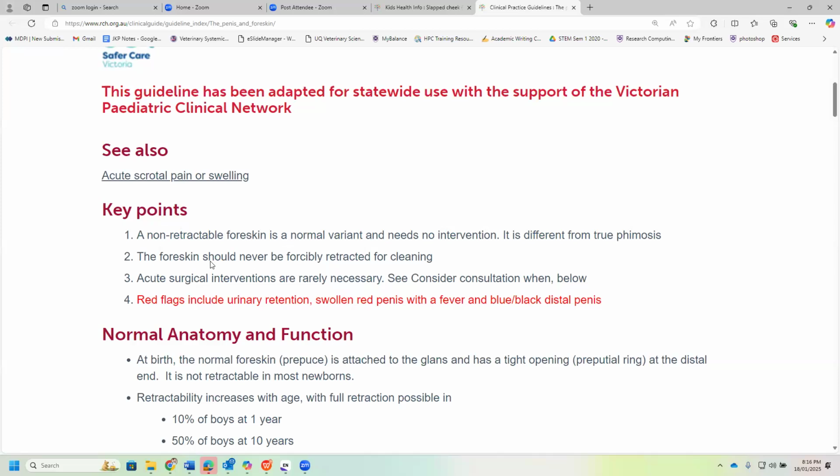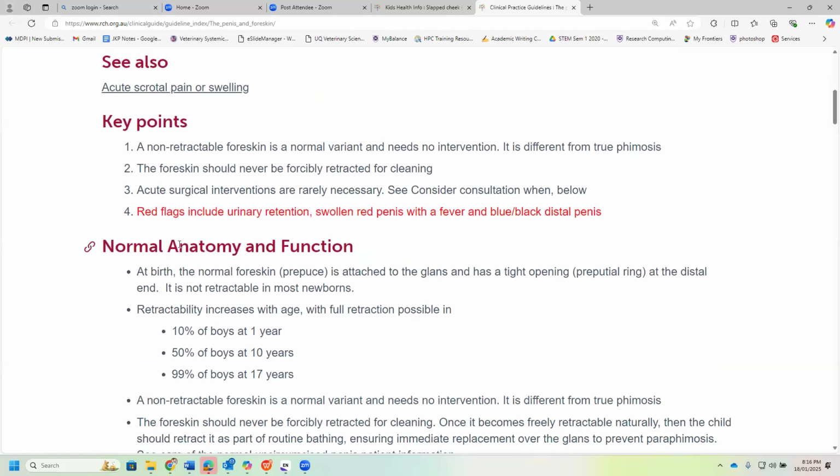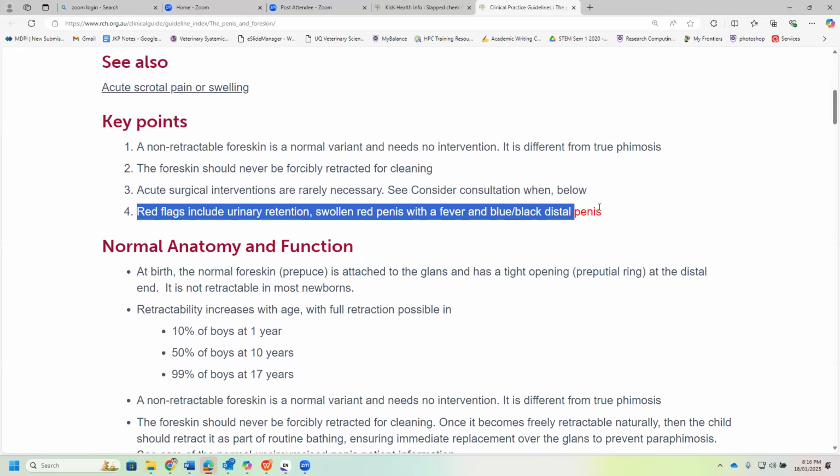So what you need to do, a non-retractable foreskin is not a red flag. It's a normal variant and doesn't require intervention. It should never be forcefully retracted for cleaning. Acute surgical intervention is rarely required, but if there are red flags, again, very important to remember if you're choosing an answer, because if the red flags are present, your answer will drastically differ from what we have chosen.